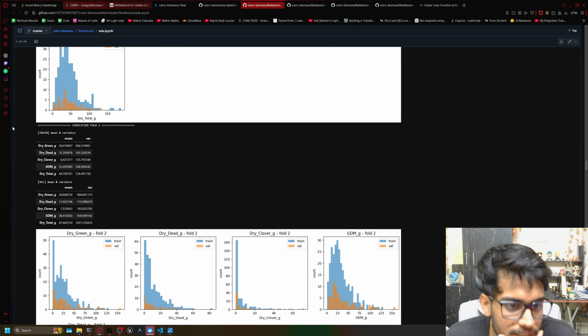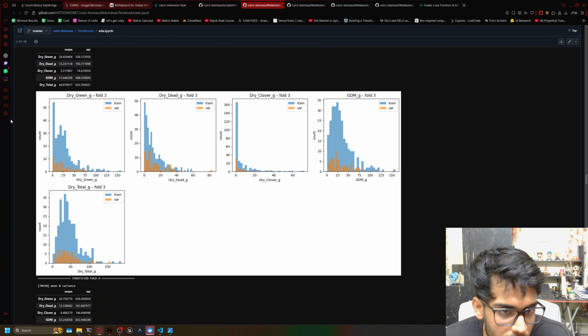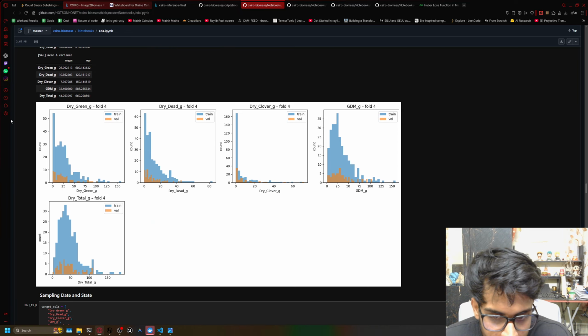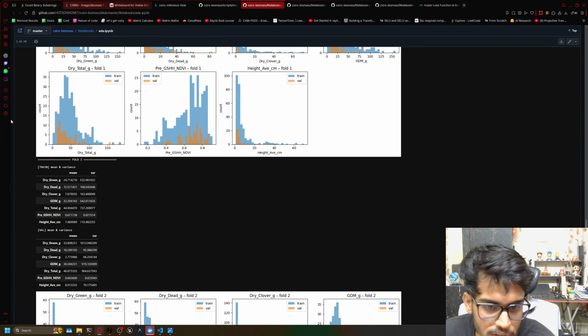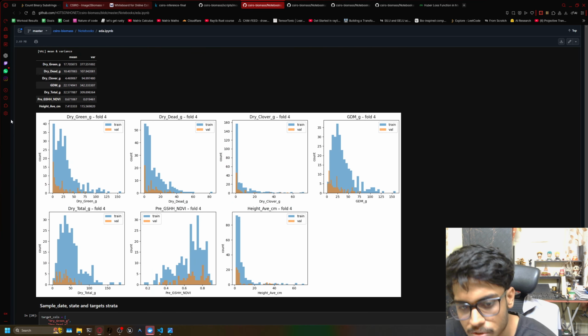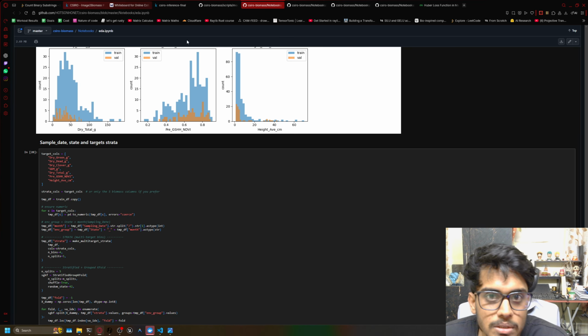Across my folds, my mean and variance was not varying too much, so I got a good split across all the folds. I tried different approaches for the split, and once I found it, I moved on to my training strategy.